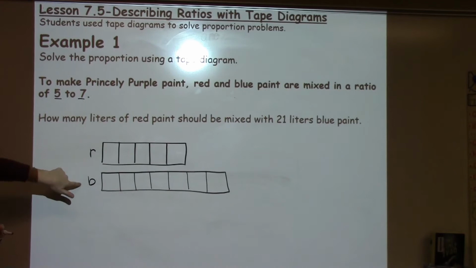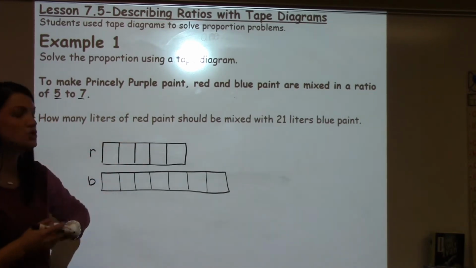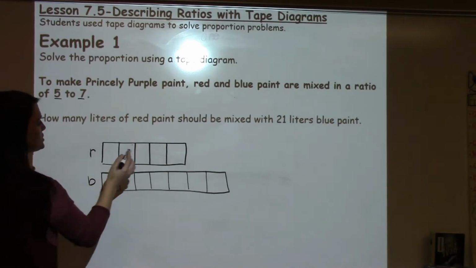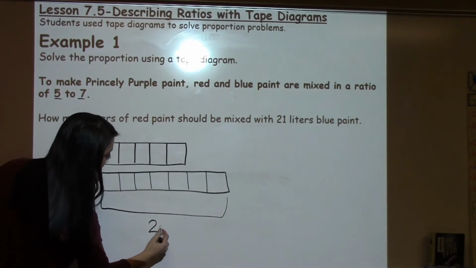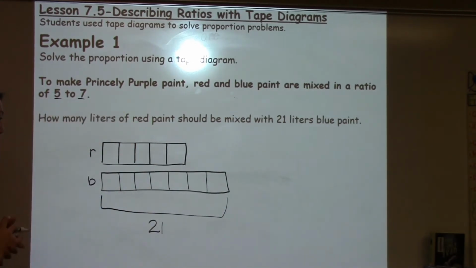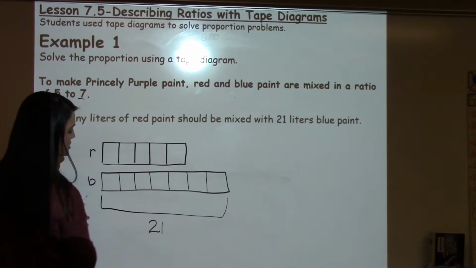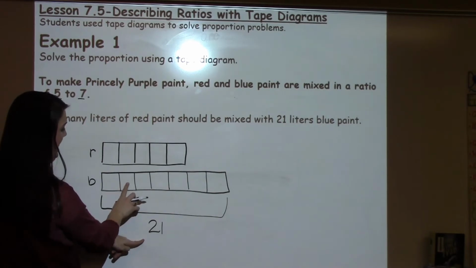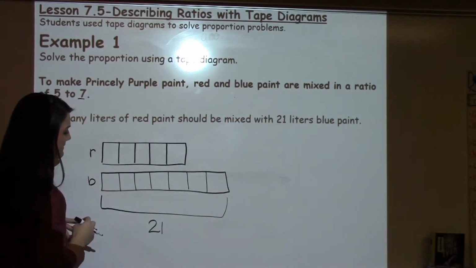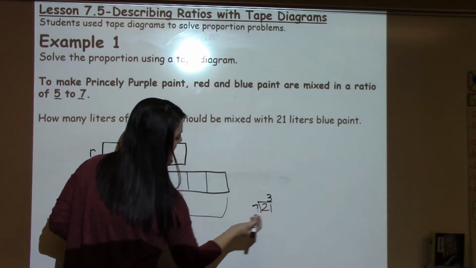And it is important to label those and make sure that students keep the numbers with the correct label. So then it says how many liters of red paint should be mixed with 21 liters of blue paint. So I don't know how much red paint I need, but I know that I should get 21 liters of blue paint when I'm done with this new proportion, a new ratio. So how do I figure out how much would be in each section of blue if I want a total of 21? Well, I would just have to take 21 divided by how many sections I have, which in this case is 7. So I'm going to take 21 divided by 7, which I know using mental math is 3.